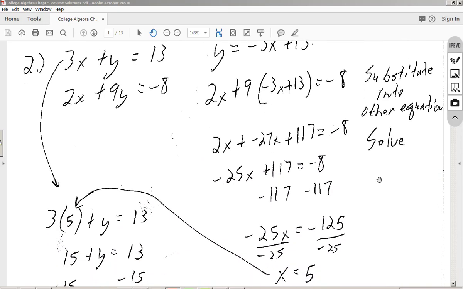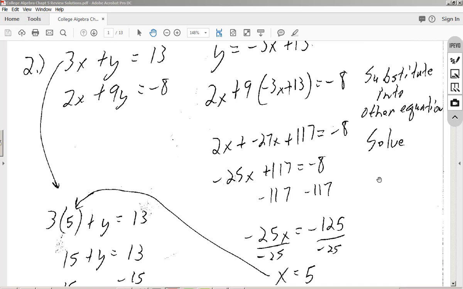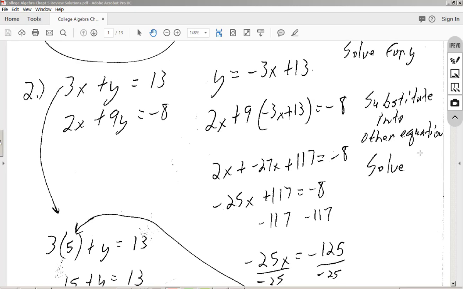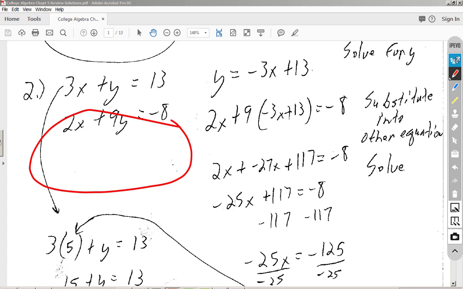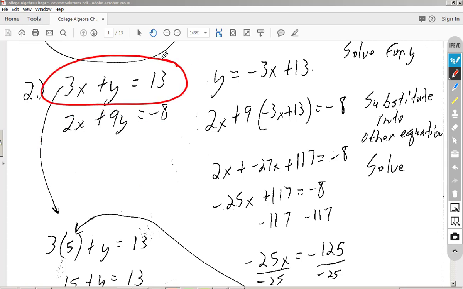Okay, looking at problem number 2. It says solve the system by the substitution method. So it has your equation 3x plus y equals 13, and your other equation, 2x plus 9y equals -8. Using the substitution method, the first thing I'm going to do is take my first equation and solve it for y.